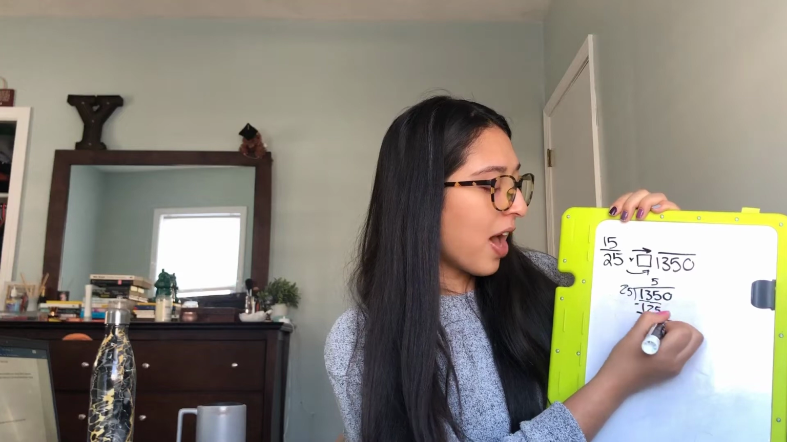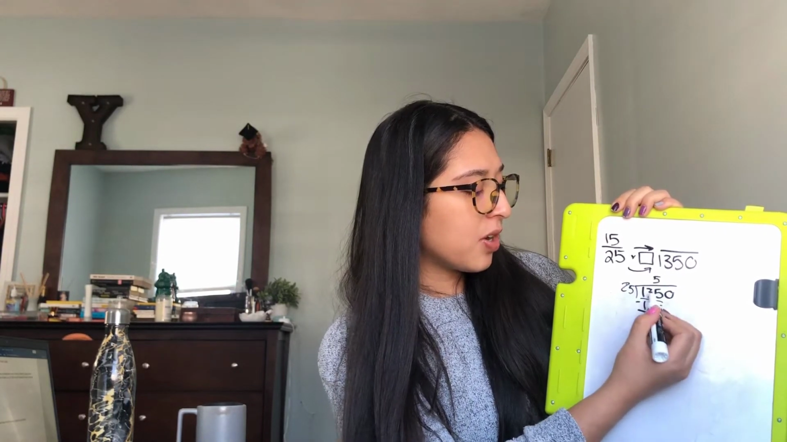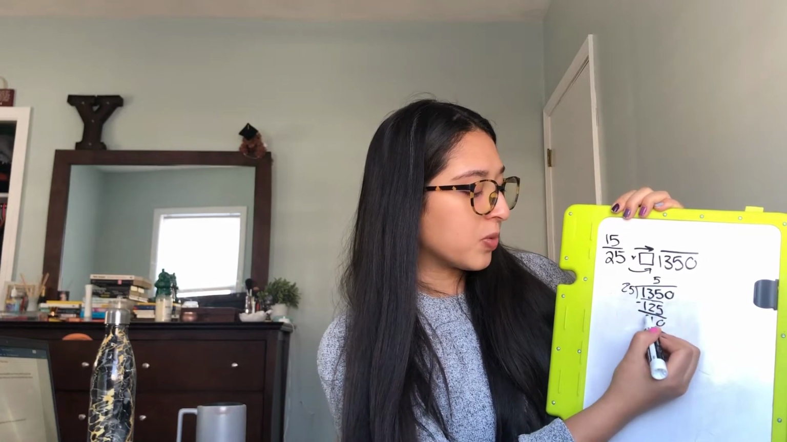5, right? If you have 5 quarters, that's $1.25 or 125. So 5 times 25 is going to give me 125. Now I'm just going to subtract normally. 5 minus 5 is 0, 3 minus 2 is 1, 1 minus 1 is 0. I'm going to bring down that 0.